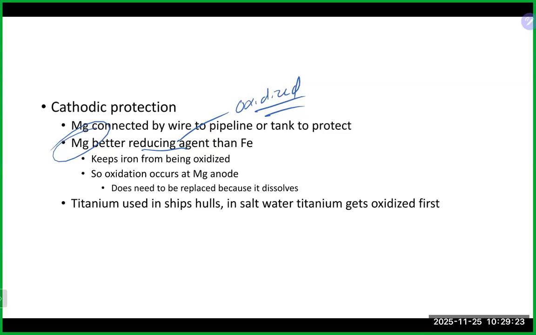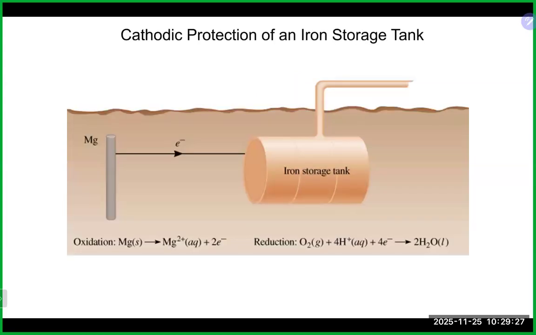Titanium is used in ships because obviously there's a lot of salt and stuff like that. So here again, an underground storage tank. We've got this guy where all the oxidation is going to occur over here on this end, hopefully leaving your tank not to go through oxidation and be in good shape.